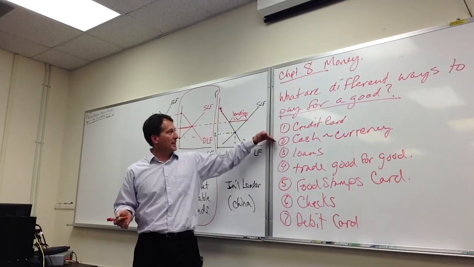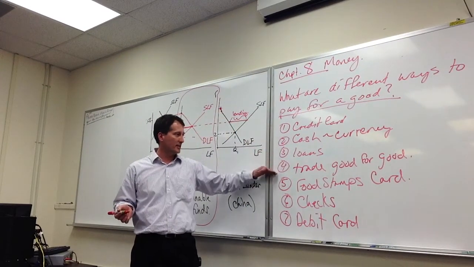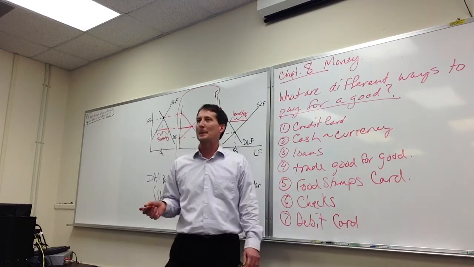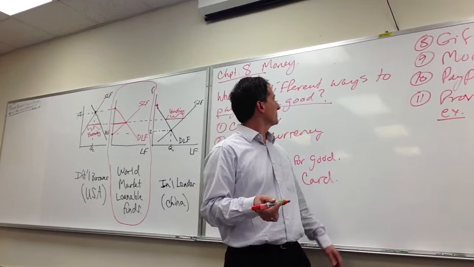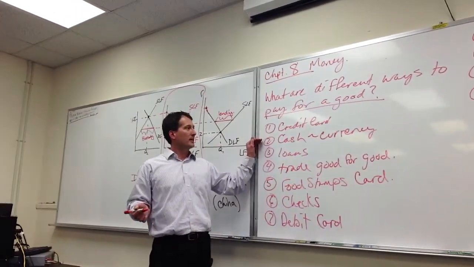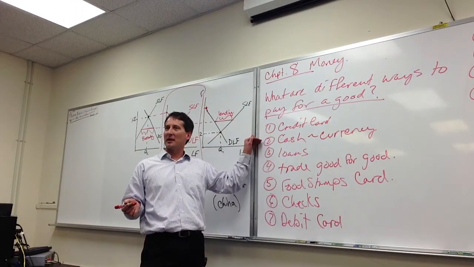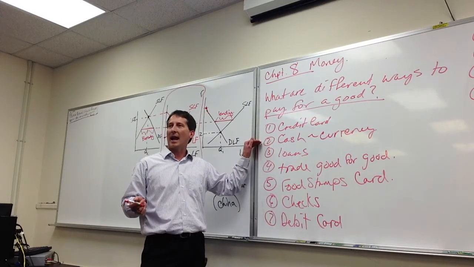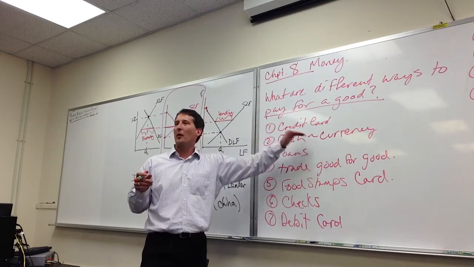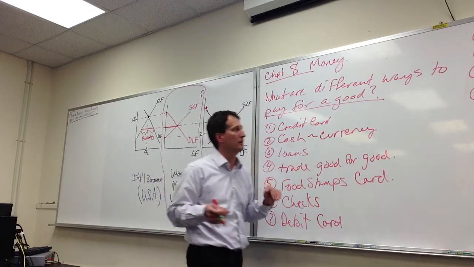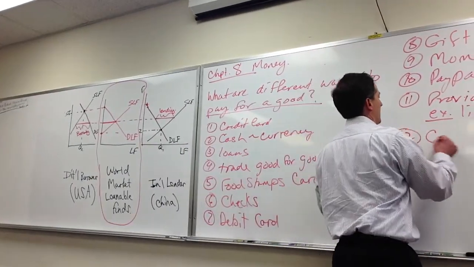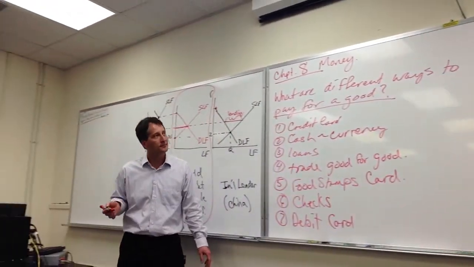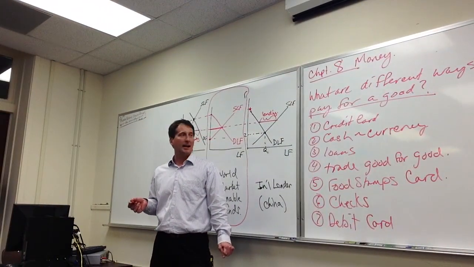We got currency, credit cards, loans, trade, food stamps, checks, debit cards. What goes with this? There's one kind of obvious one here. Cash, paper, currency, or coin. Coin might be a separate one. A little bit different. Okay.